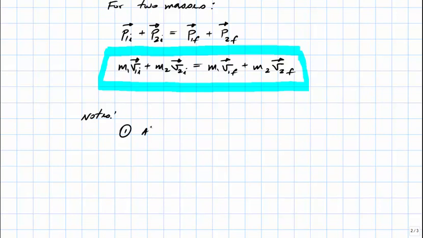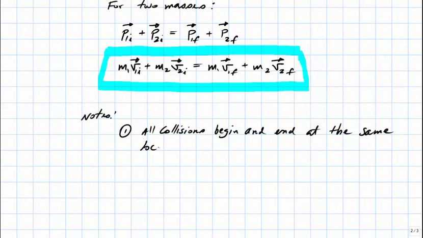Starting with the fact that all collisions begin and end at the same location. This is a very useful assumption when considering various applications. In other words, we will assume that there's very, very little displacement during the brief time period when the collision is taking place.